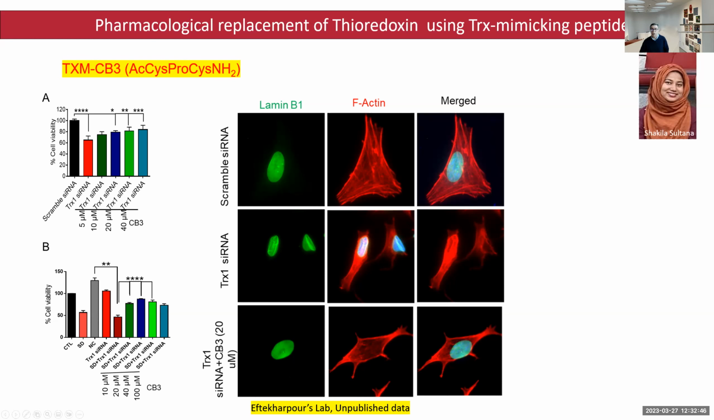CB3, these are very small peptides, 3 amino acids, and they are relatively stable for 24 hours. You can add them into the culture. People have used it in animal models and also in cell culture, and they are showing that they actually are able to functionally replace thioredoxin, and we see in our own hands that there is a huge decrease in nuclear invagination and also normalization of the cytoskeleton. These data are currently unpublished and are going to be submitted hopefully soon.